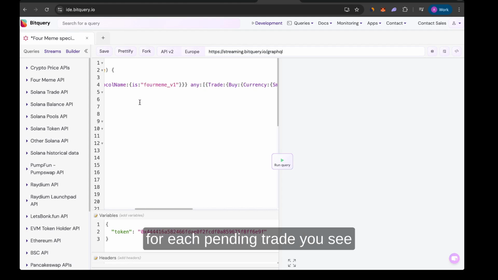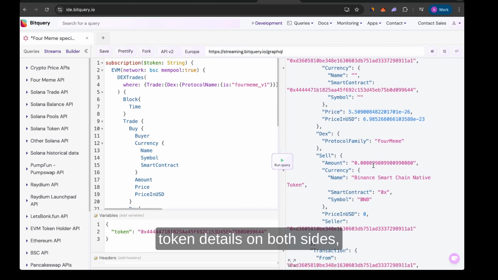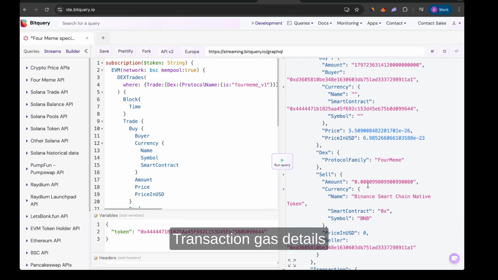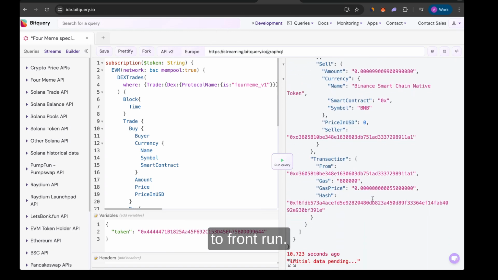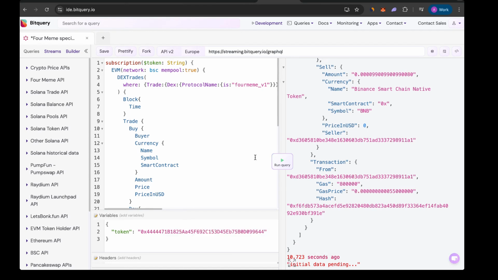What you get. For each pending trade, you see buyer and seller addresses, token details on both sides, exact amounts being traded, price and USD values, transaction gas details, critical if you want to front run. This is incredibly powerful for detecting large trades before they impact the price. If you see a whale about to buy, you can position ahead of them. If you see a large sell, you can protect your position. The gas price information also tells you how badly someone wants this trade to go through. Higher gas usually means they know something.